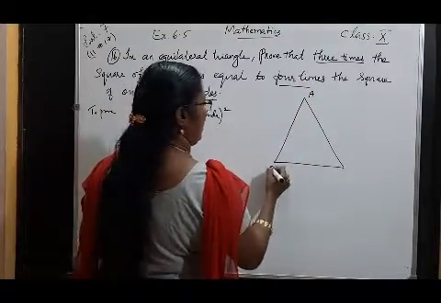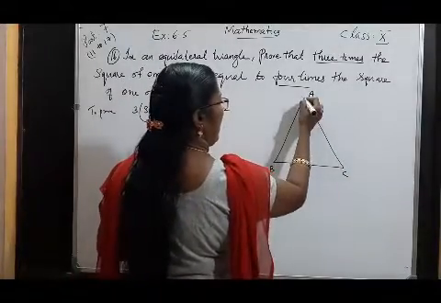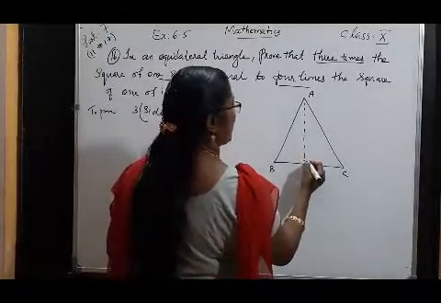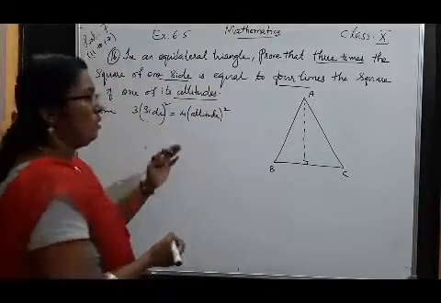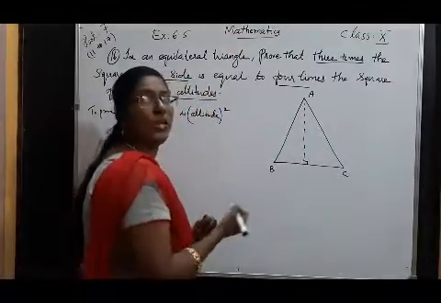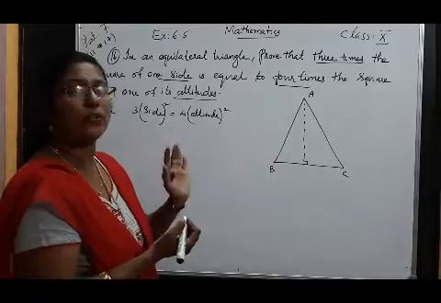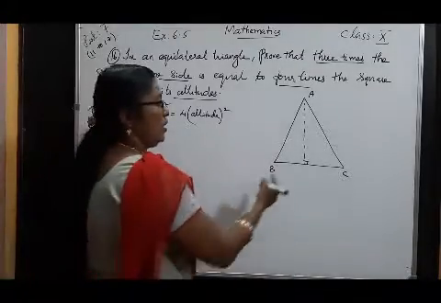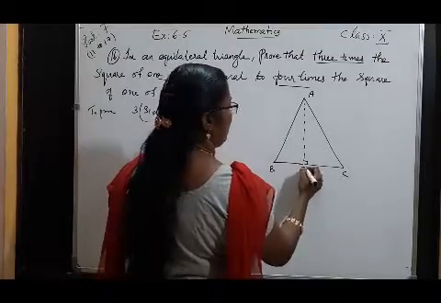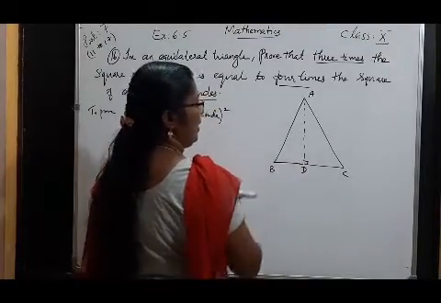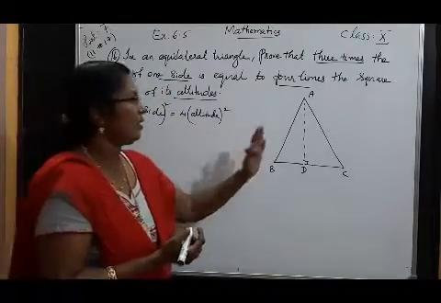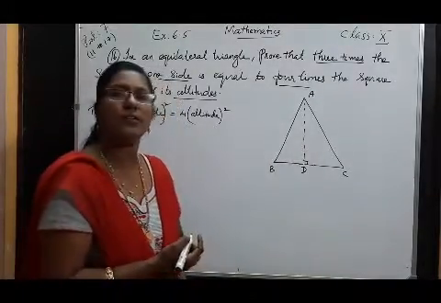A, B, C, and this is the perpendicular bisector and it is also the altitude. In an equilateral triangle, the altitude divides the base into two equal parts. This is perpendicular. That is D. Angle D is equal. Then we know that these two triangles are congruent.